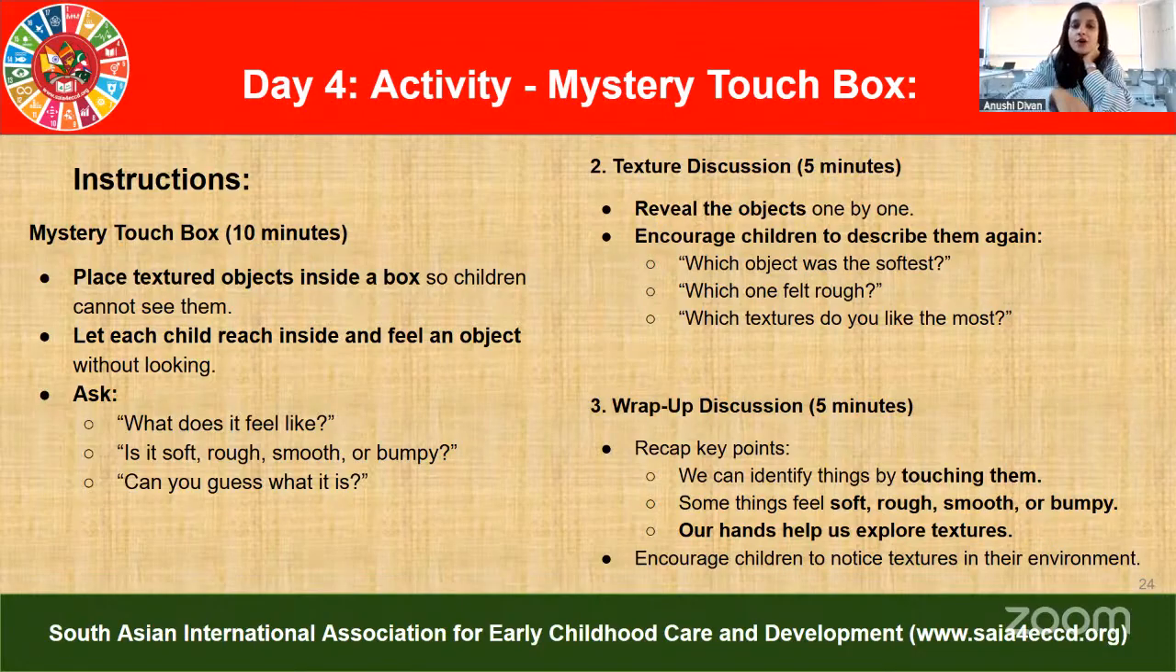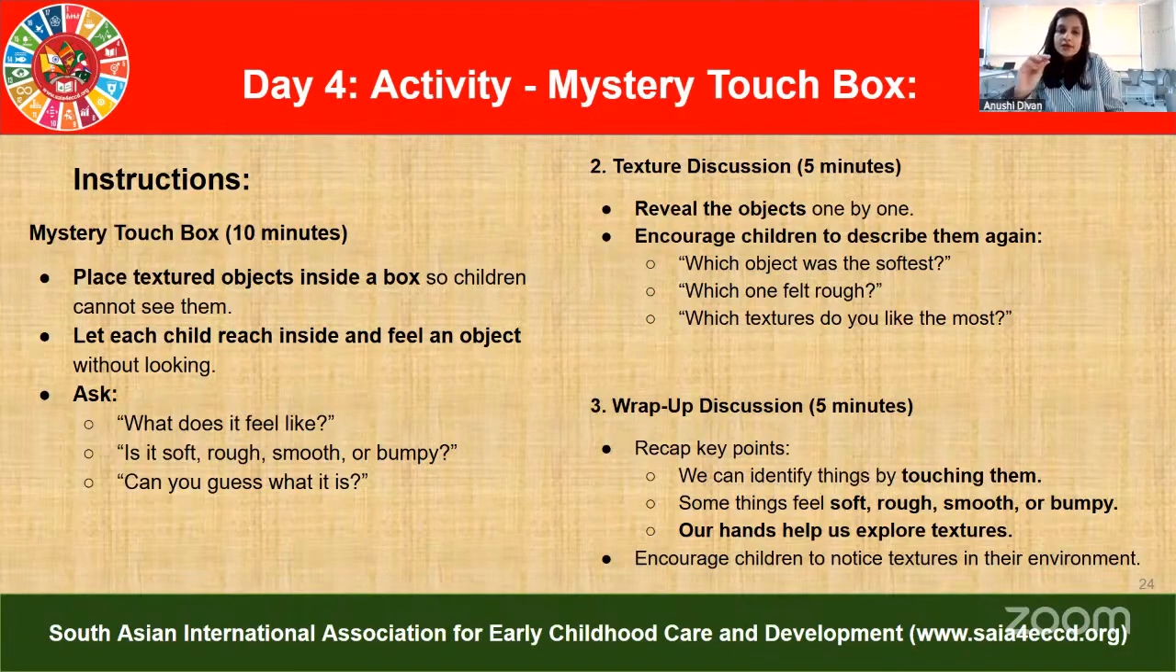And then you reveal the objects one by one. So you can have one object and you call everyone, okay, put your hands inside and tell me what you feel. And then when the entire class is done, you can reveal the object. And then you can place all the objects in front and encourage children to describe the objects, like which object was the softest, which one felt the most rough, which textures you like, which textures you don't like.